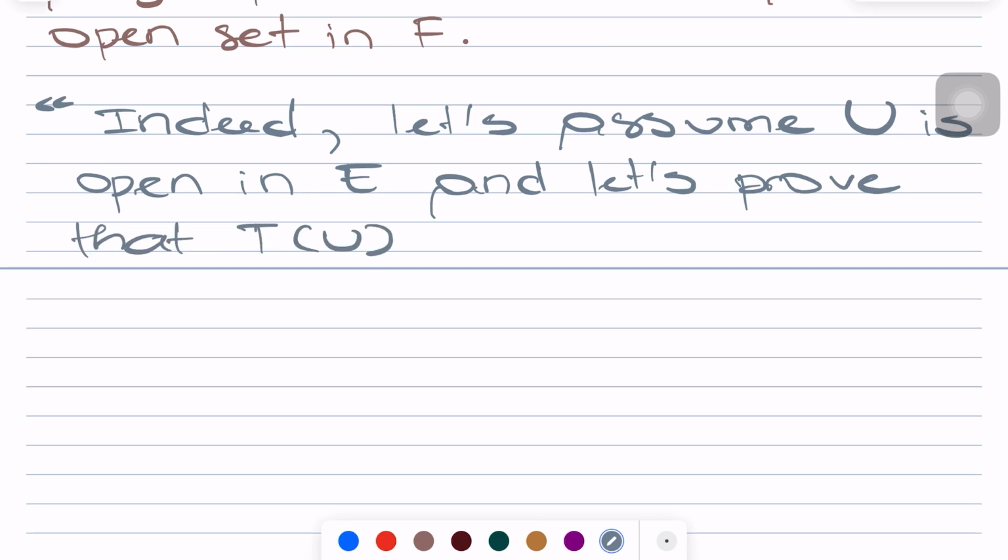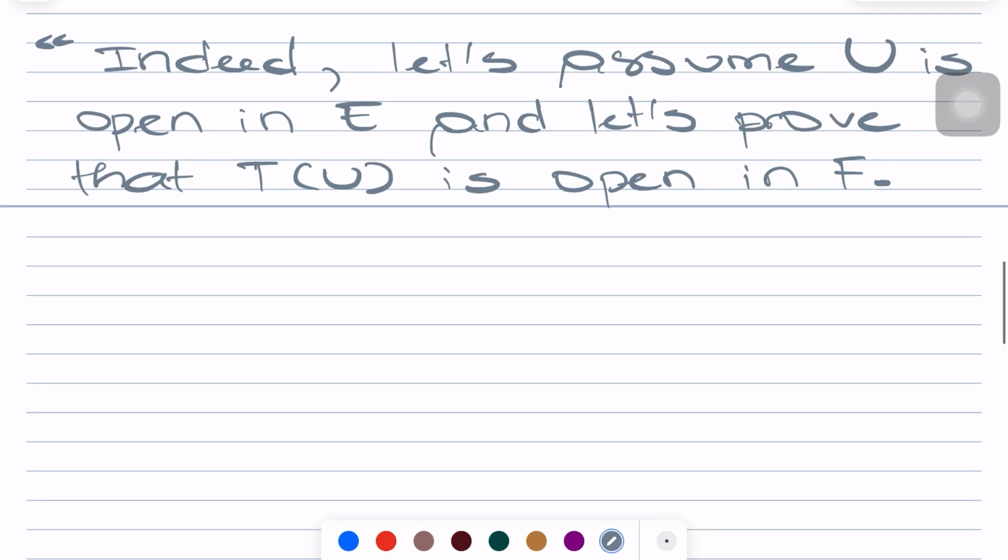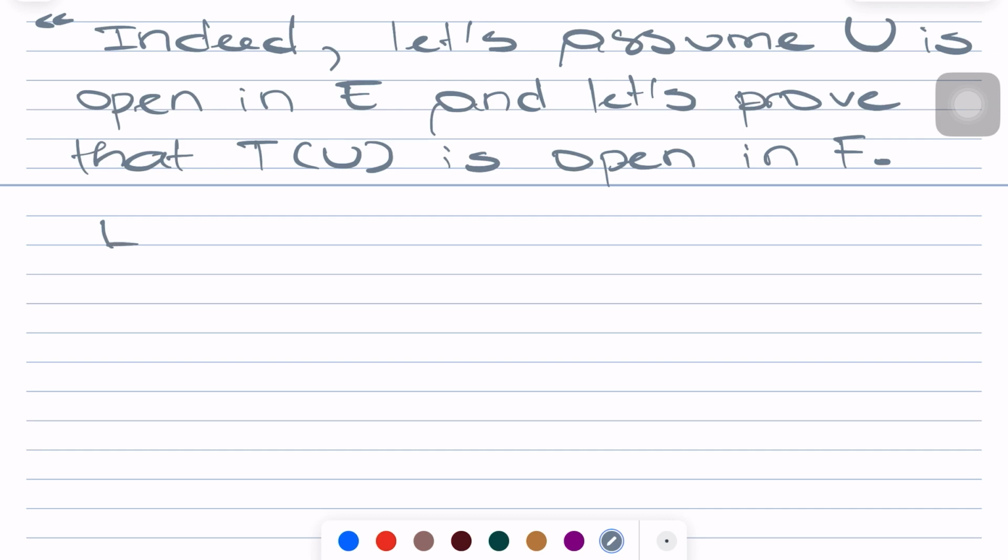T of U, the image of U via T, is actually open in F. Okay, so let's say y0 might belong to T of U. We aim at showing that we can find an epsilon ball around y0 that is contained in T of U.